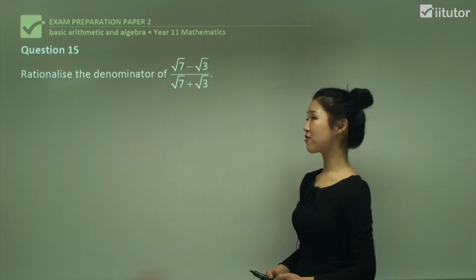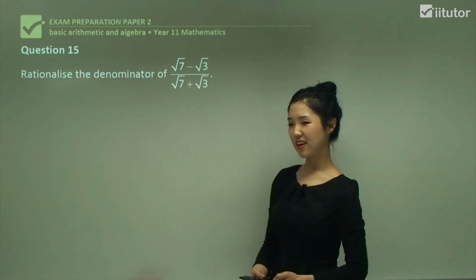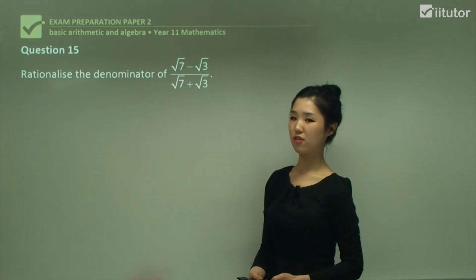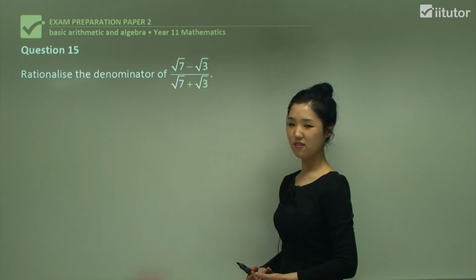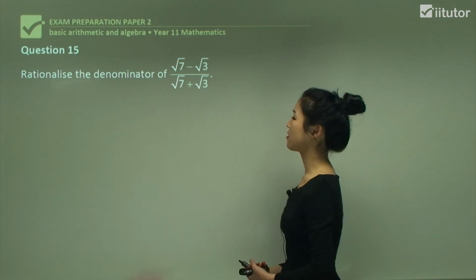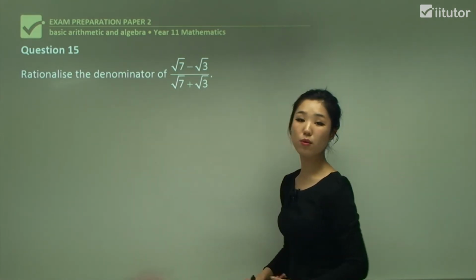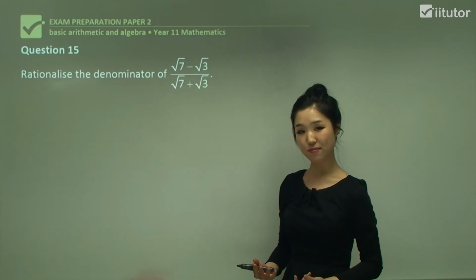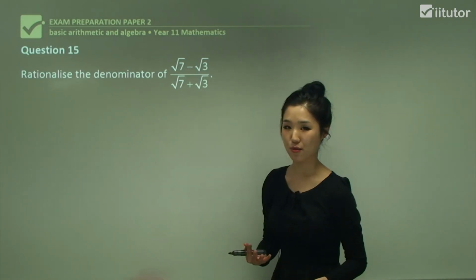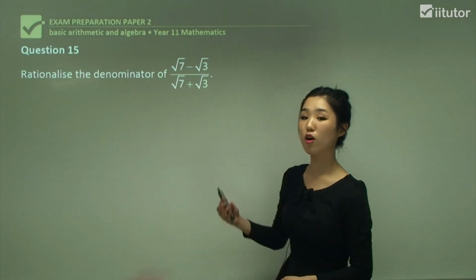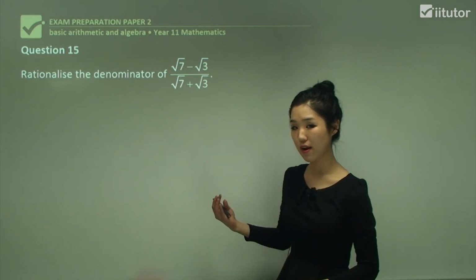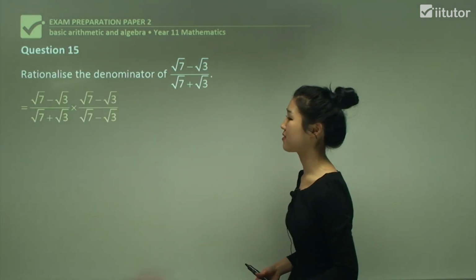Question 15, rationalize the denominator. Very easy. This is a very repetitive question, and you should see that it's repetitive in your exam as well. So you'll see this a lot. Now root 7 plus root 3, what's the conjugate of that? It's root 7 minus root 3. So make sure you multiply that on the top and the bottom, so numerator and denominator, just like this.